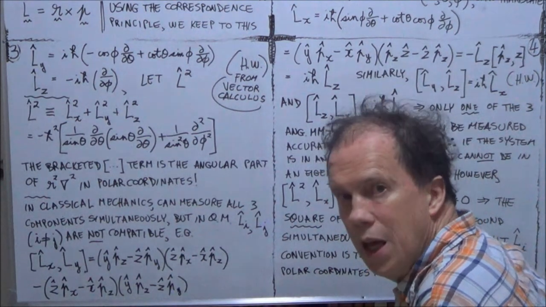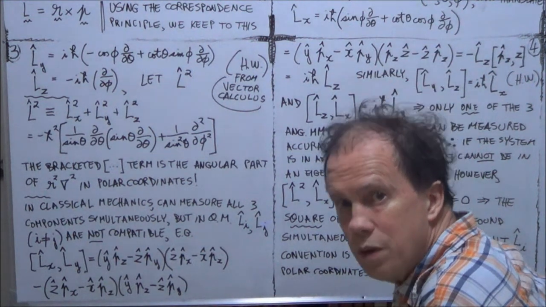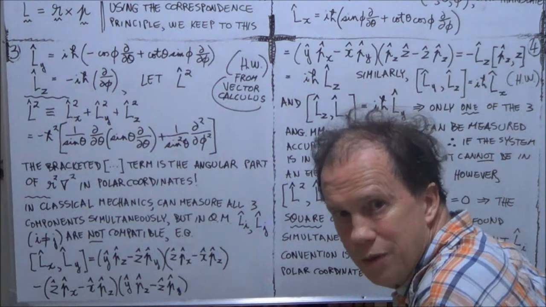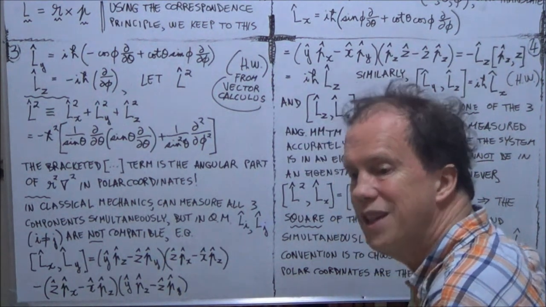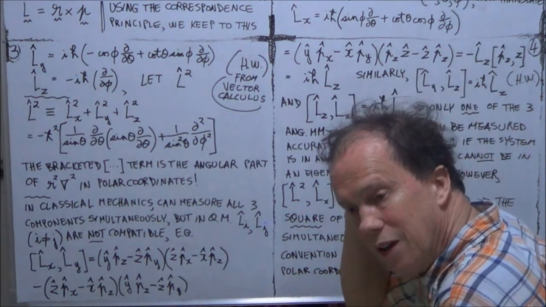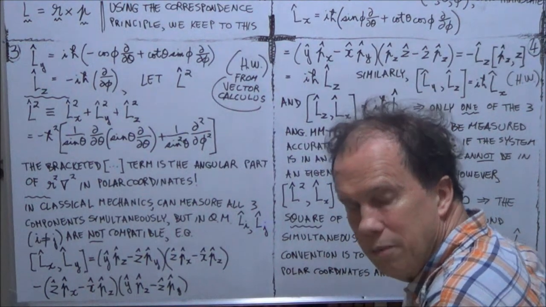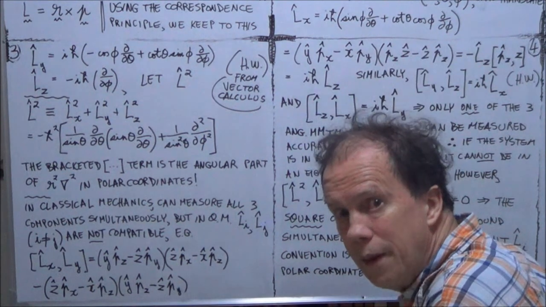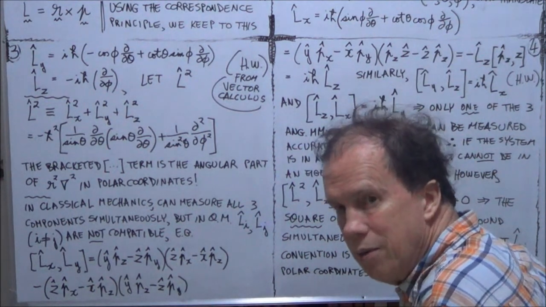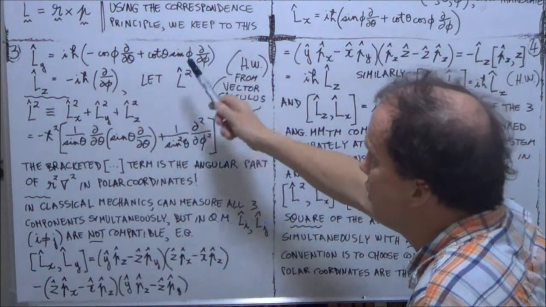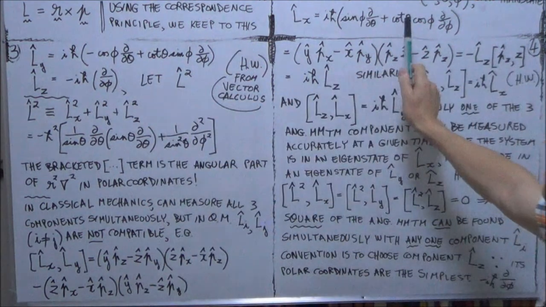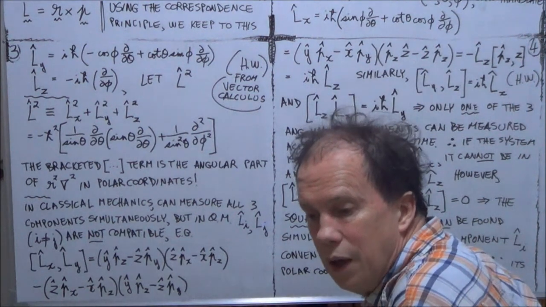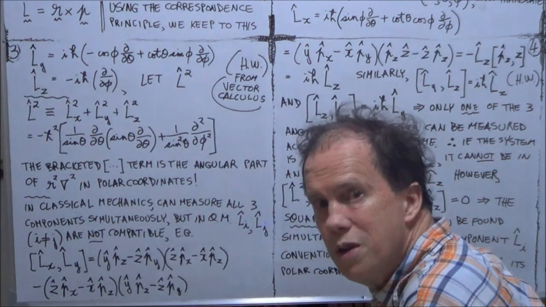Question: do they commute, those three? What happens if they do, what happens if they don't? We've been guessing a bit at what the quantum mechanical angular momentum operators should be, right? Now we have suggestions. Do they commute? So what? If they do commute, what does that mean?